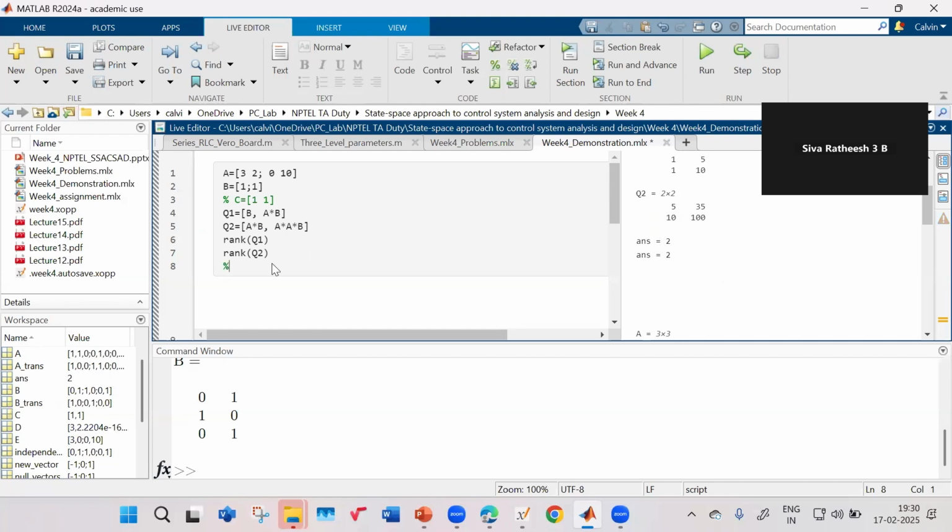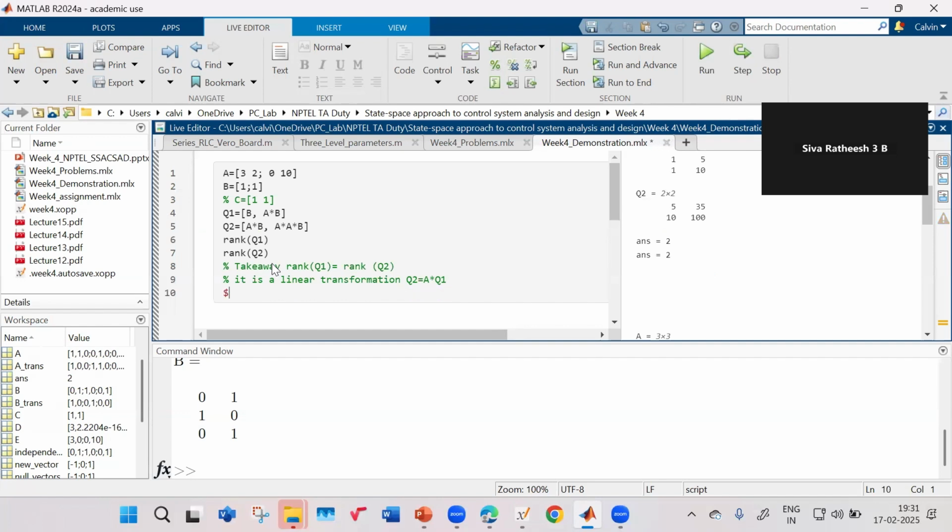So what is the takeaway here? The takeaway is the rank of Q1 is equal to the rank of Q2, because it is a linear transformation. You are doing a linear transformation of the system. You have just multiplied it by some value. So what is your Q2? Your Q2 actually is equal to A into Q1. So that is not changing the rank. It is not changing the rank.